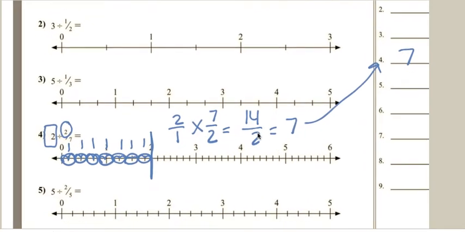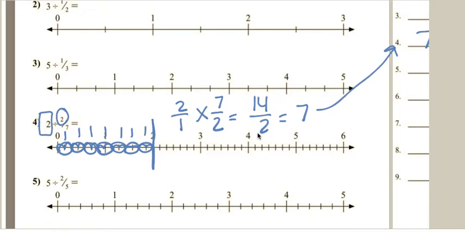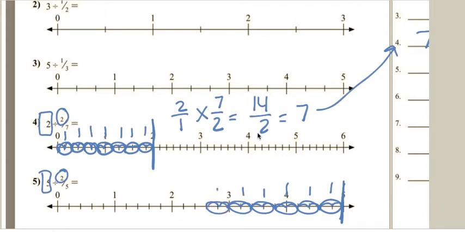Let's do this next one because I think number 5 we may have a leftover. So let's see. If I start at the 5, because that's where I start, I'm going to see how many groups of 2 I can make. So here would be 1, 2. Here's a group. 1, 2. Here's a group, and so on.